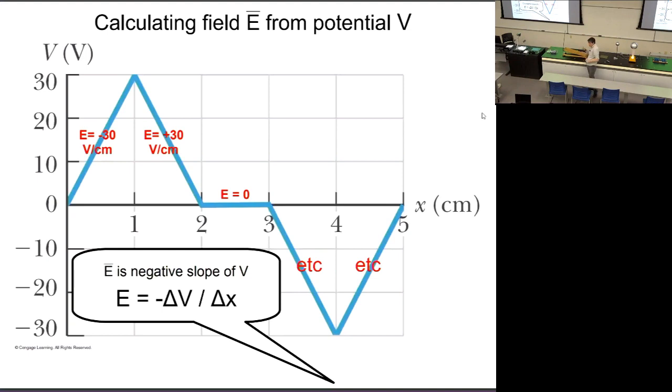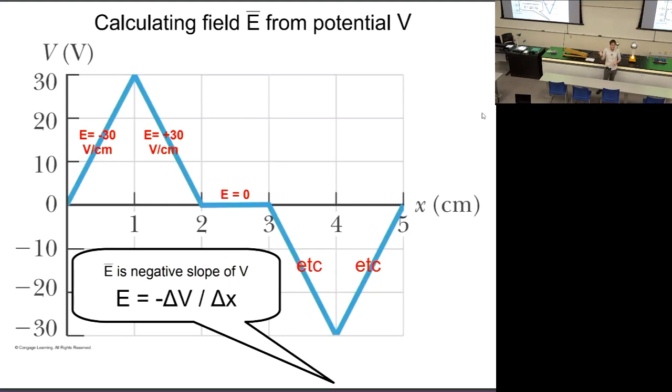Well, again, just to figure out the electrical field, remember the electrical field is the negative slope of the electrical potential. So as you walk from location 1 centimeter to location 2 centimeters, you've changed the electrical potential from positive 30 volts to 0 volts. So the change of the electrical potential is minus 30 volts. The slope of the electrical potential is going to be minus 30 volts divided by 1 centimeter, since we just moved 1 centimeter. So it's going to be minus 30 volts per centimeter.